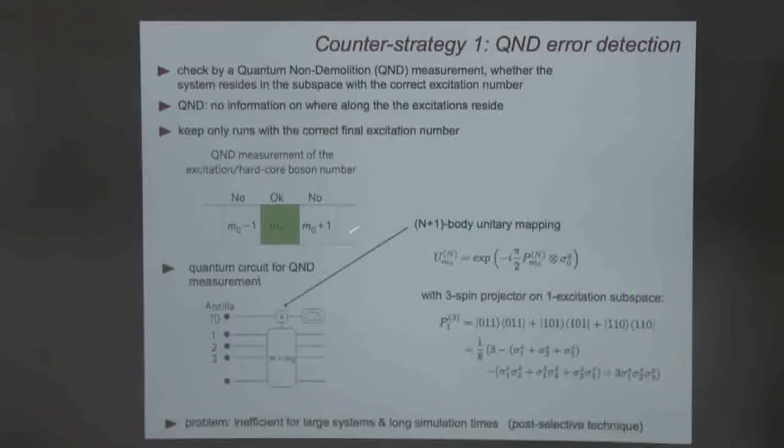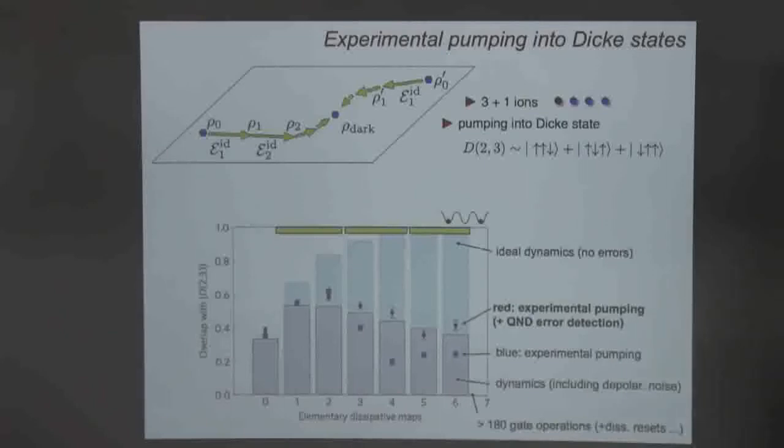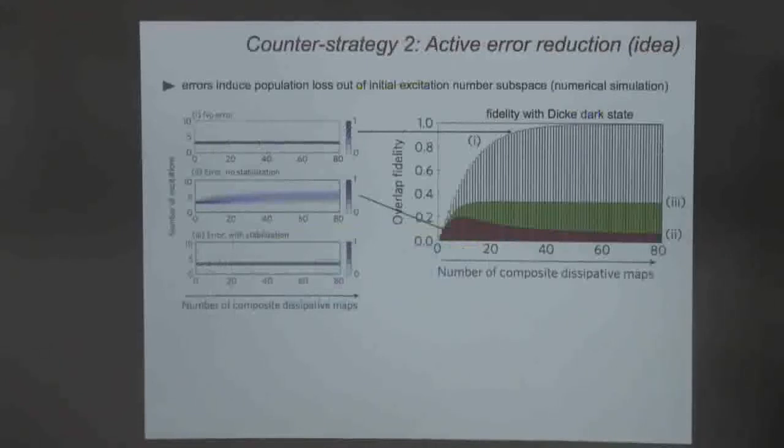This can be done by such a unitary operation, which we can again build up from our unitary simulation toolbox. This is then the result that one sees. The red points: if one at the end of the sequence performs this QND measurement and keeps only the results where the system is still in the right excitation number subspace, one sees that one can extend the simulations to longer times and that the actual accuracy of the quantum simulation increases. On the other hand, this is inefficient, at least it will certainly be inefficient for large systems, where the chance to find the system in the end in the right excitation number subspace will be exponentially small.